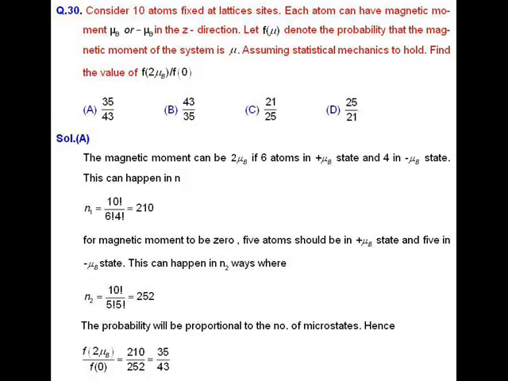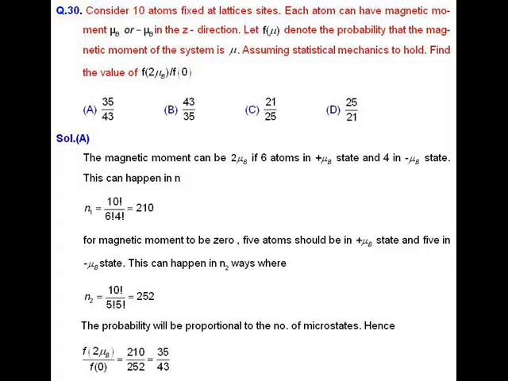MCQ question number 30. Consider 10 atoms fixed at lattice sites. Each atom can have magnetic moment mu b or minus mu b in the z direction, and f of mu denotes the probability. In this question we have to find out f of 2 mu b divided by f of 0. So the magnetic moment can be 2 mu b if 6 atoms are in plus mu b state and 4 atoms in minus mu b state.